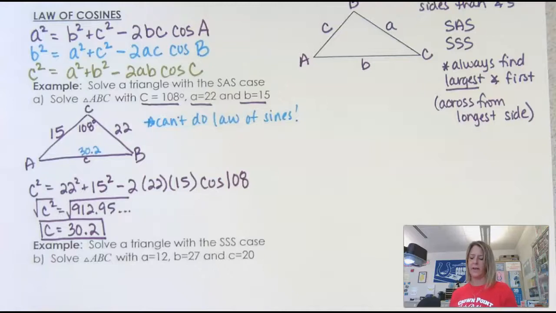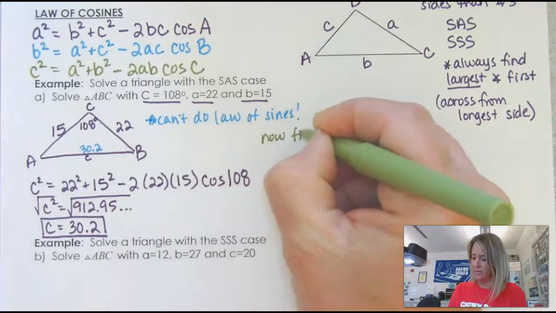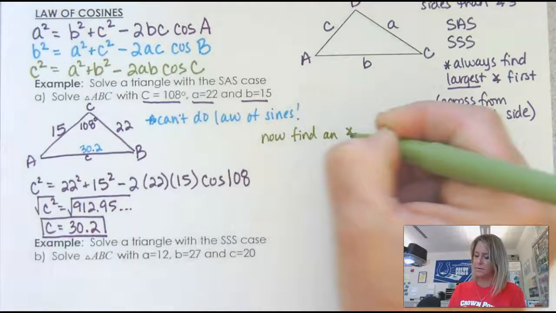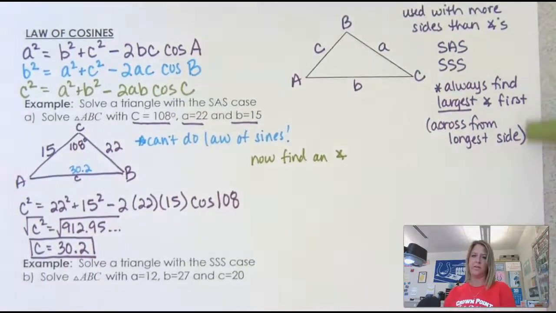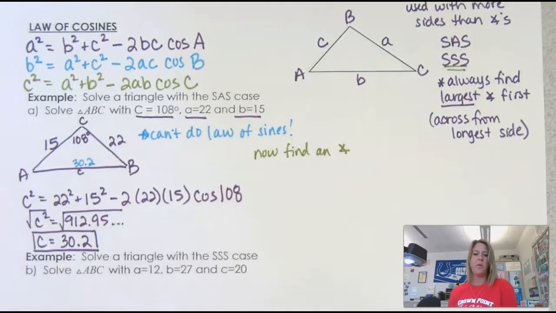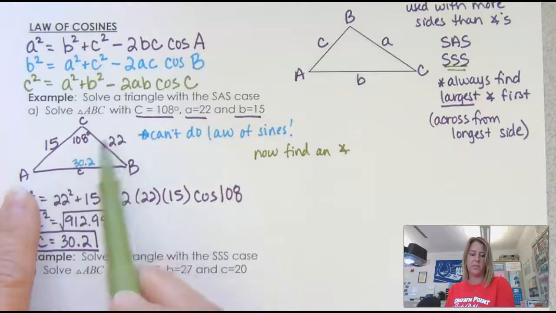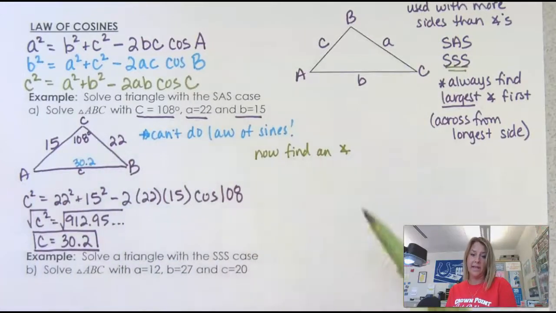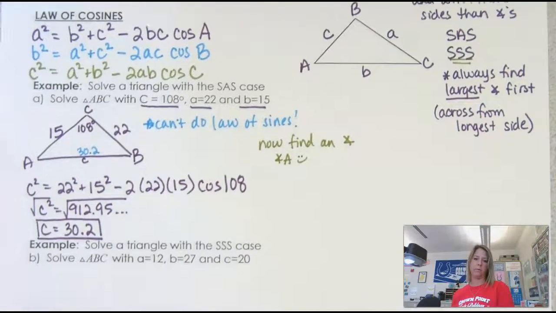Now what I need to find is angle A and angle B. So now let's find an angle. You pick, do you want angle A or angle B? I did say we should always find the largest angle first. That's honestly really only when we do SSS. But if you want to stick with that same notion, so you're always doing the same order, what would be bigger, angle A or angle B? Look at the sides across from it. 22 is bigger than 15, so angle A should be bigger. Let's go ahead and find angle A, just because it's going to be bigger.